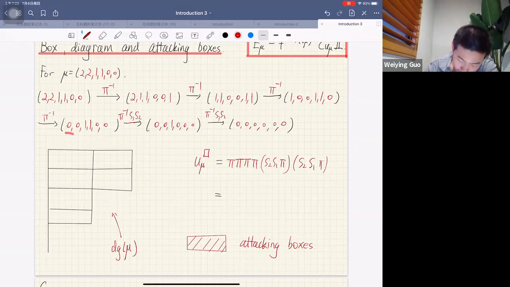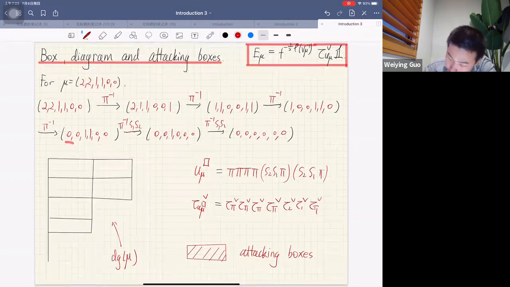And then we have tau U mu box check, which is tau pi check, tau pi check, tau pi check, tau pi check, tau 2 check, tau 1 check, tau pi check. Sorry, you might not be able to see this. I'm trying to describe this tau U mu check here. In terms of U mu check, we get tau 2 check, tau 1 check, tau pi check as the reduced word.